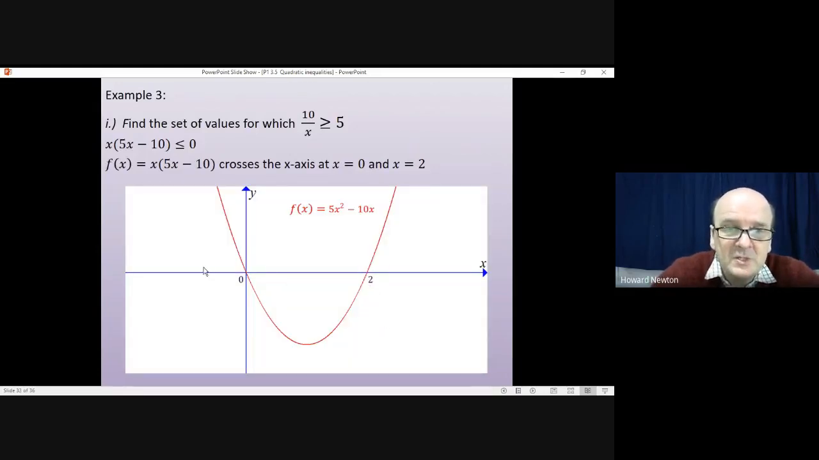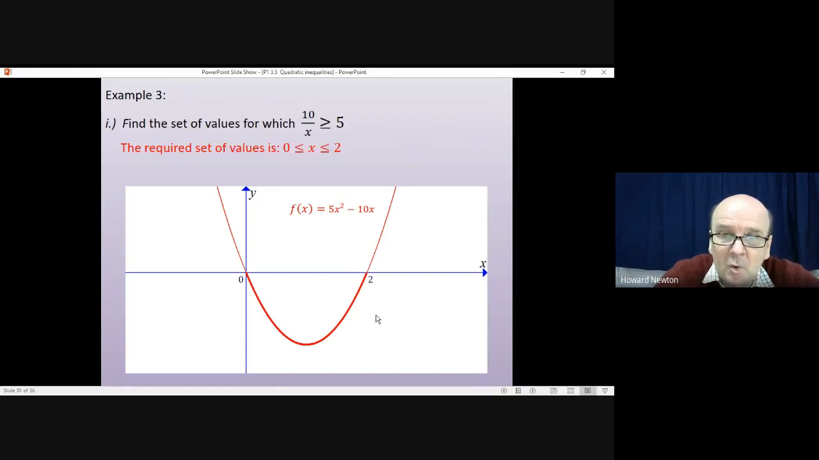Then going back to the question, it said, when is this function less than or equal to 0? Well, it'll be less than or equal to 0 when it's underneath the x-axis, so between 0 and 2. And that is the question done. All we need to do then is write down the answer, which is that the required set of values is that x lies between 0 and 2.